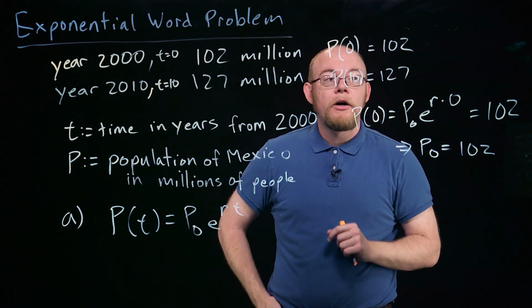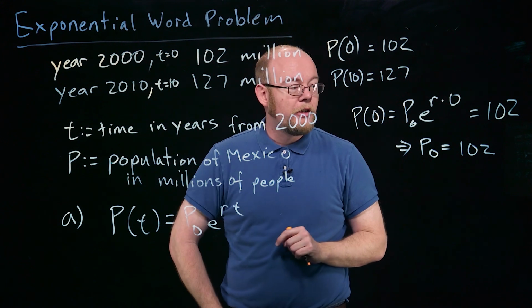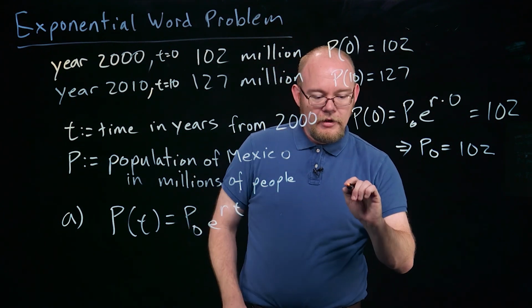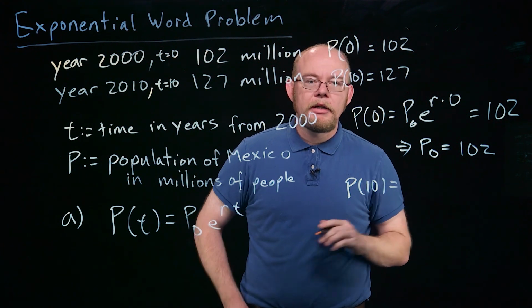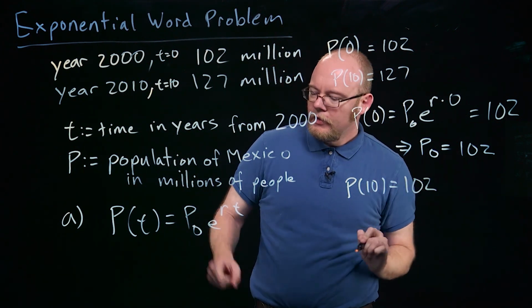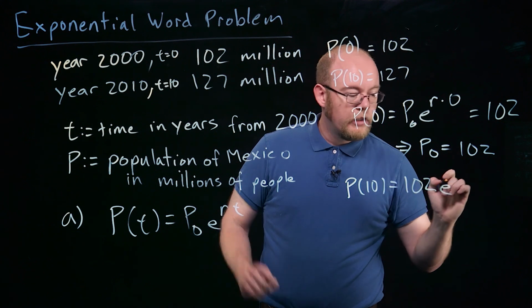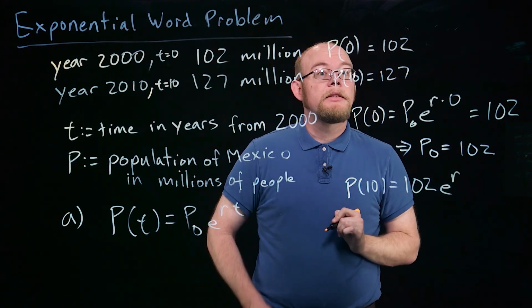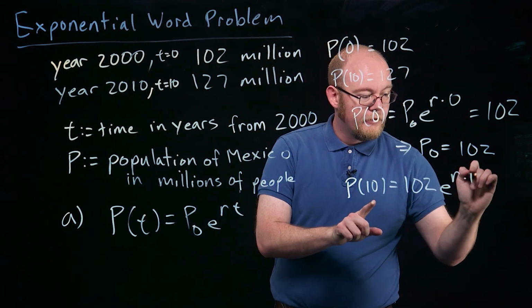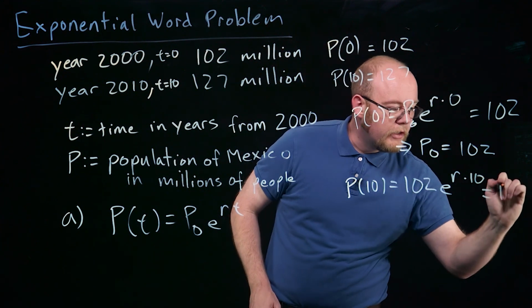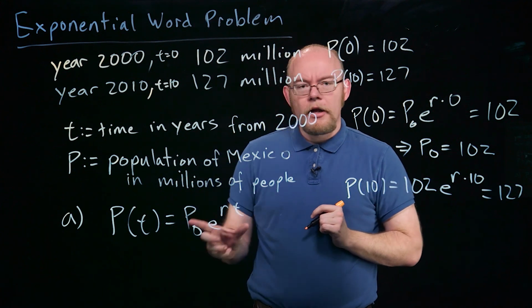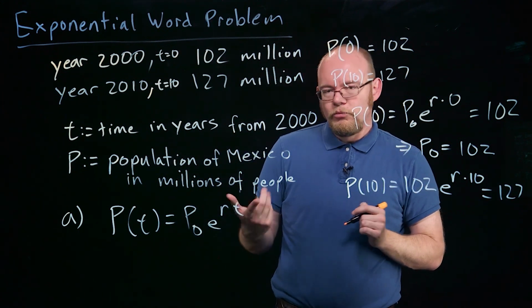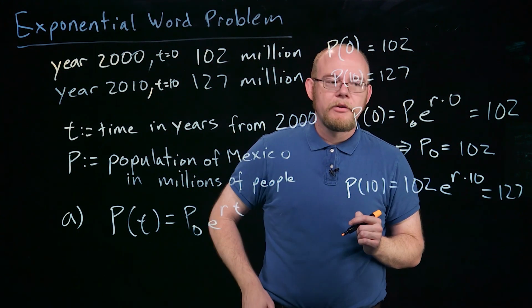So now we need to solve for r, so we're going to plug in the other point to figure that out, and we'll notice that P of 10 is equal to P naught, but we know what P naught is, so we can substitute that in, e to the r, and then in this case, the t is going to be 10. So we put that in. And that's supposed to be equal to 127. So now we need to solve for r, and we'll have figured out our model. And then at any point we choose a t, we can find the P and vice versa.